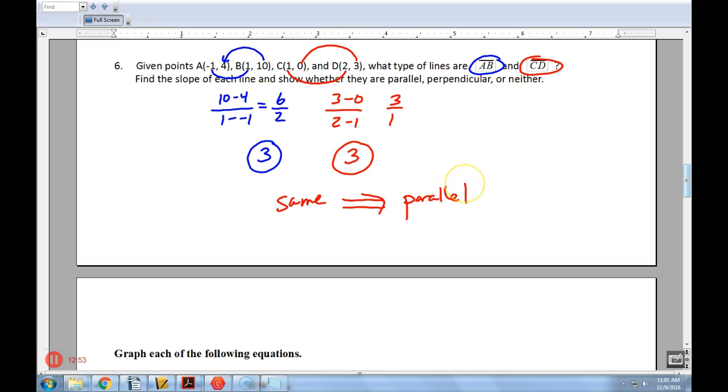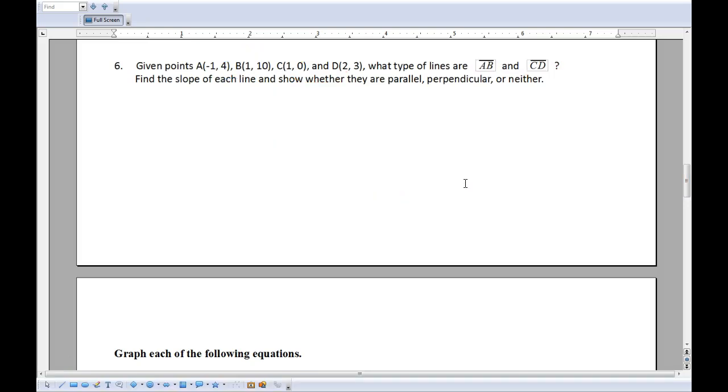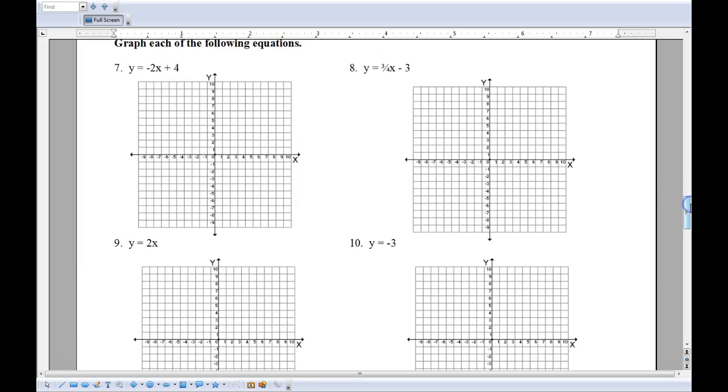Parallel lines always have the same slope. So I didn't even need to draw the picture on the grid. I can just simply use the slope formula. It's the most efficient way.